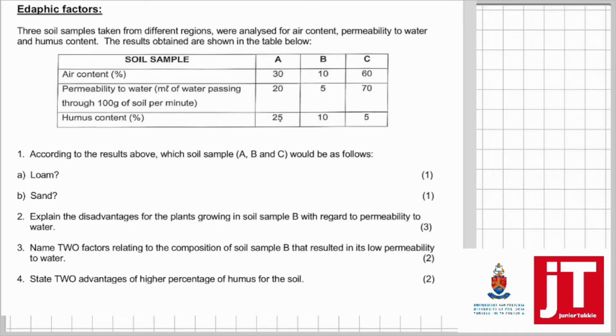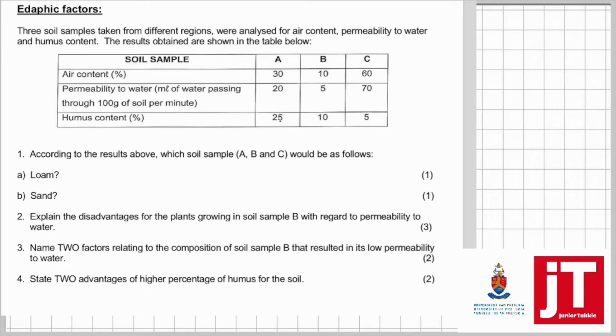3 soil samples taken from different regions were analyzed for air content, which is the amount of air in the soil, permeability to water, that means how quick or how much water can pass through the soil, and then humus content. The more humus there is, the more fertile the soil is. The results are shown in the table below. So there you have soil A, B, and C. According to the results, which sample A, B, C would be loam?